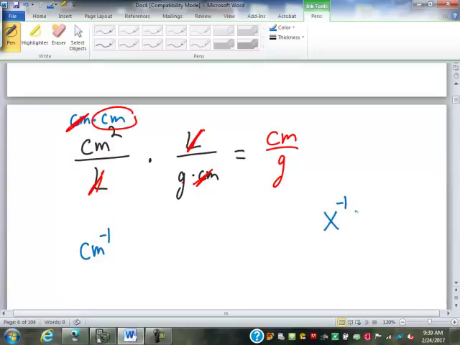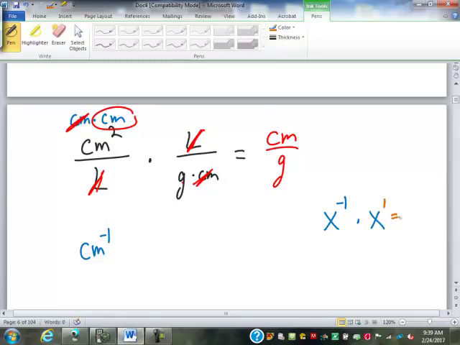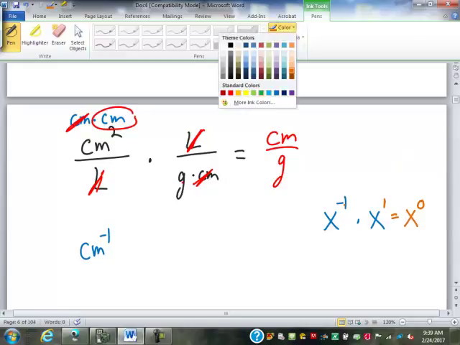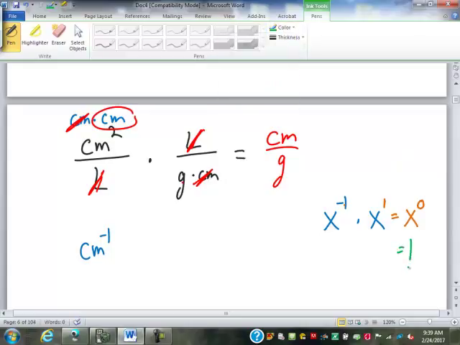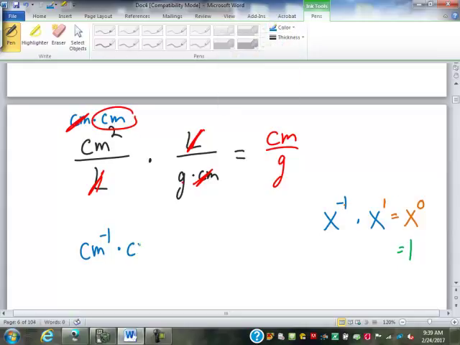Like if I have x to the -1 times x, if I think of this as being x to the 1, when I multiply exponents that have like bases, I keep the base, that's going to stay x. What do I do to the powers when I multiply? I add them. So what is -1 plus 1? It's 0. And what's anything to the power of 0? It's just 1. So if I have centimeters to the -1 times centimeters, that multiplies to make 1. They cancel each other out, basically, is what it's saying.